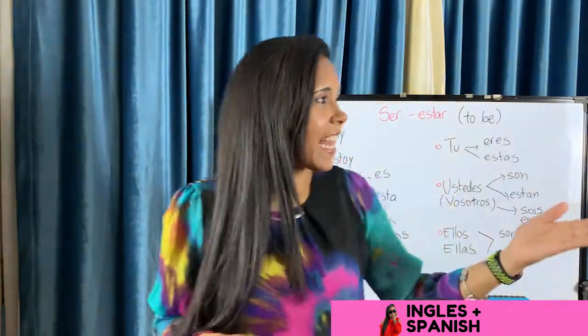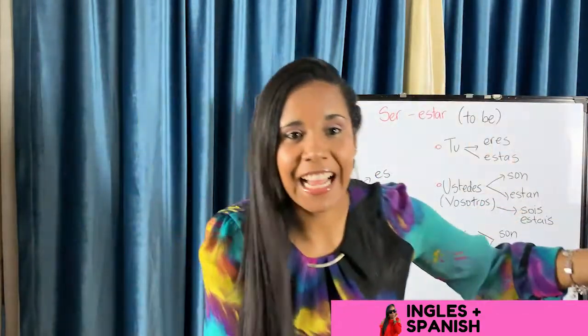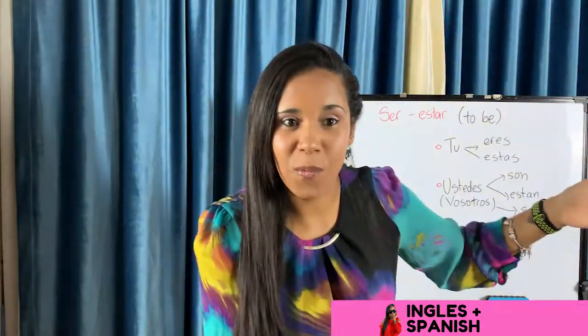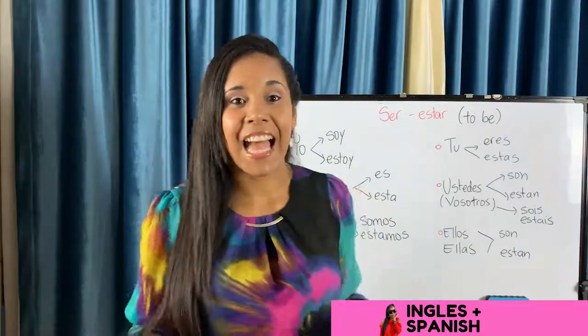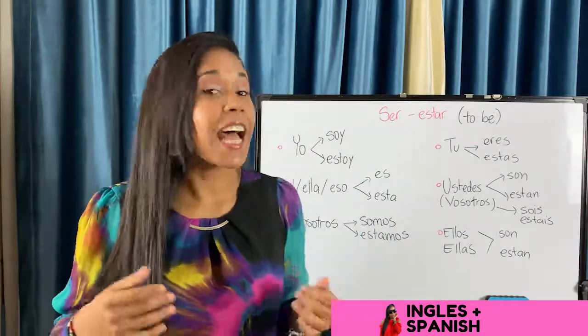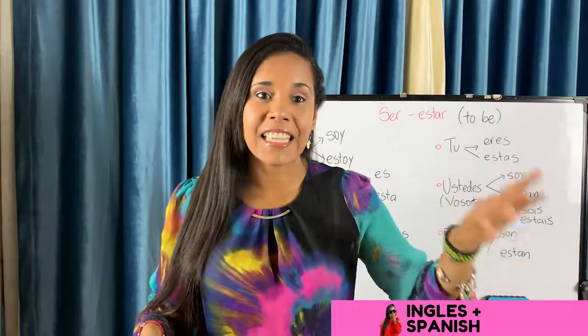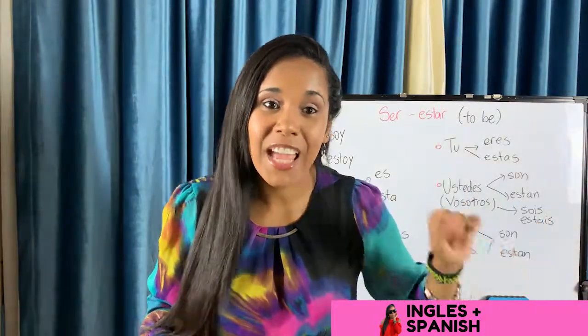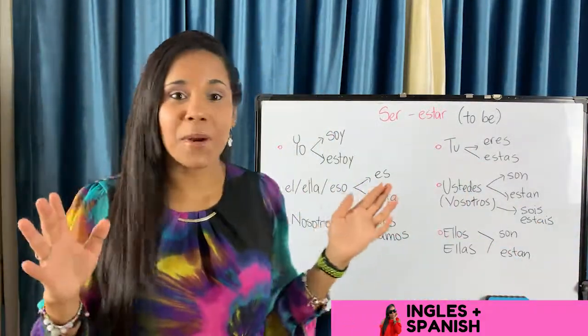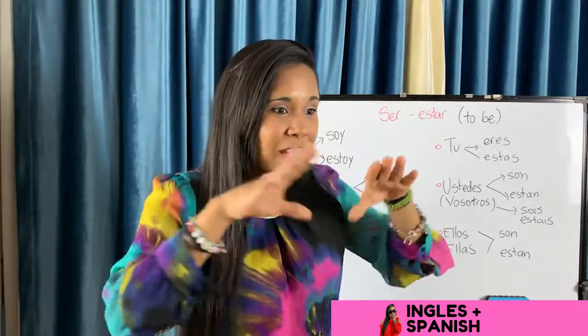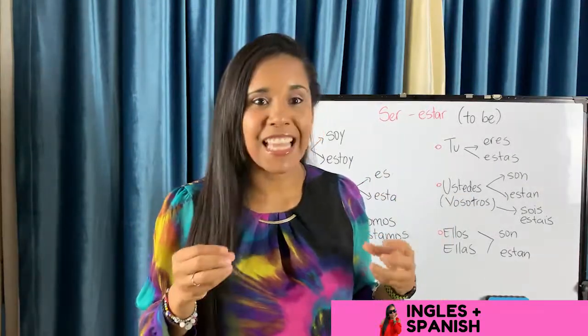¿Ok? Él está en la casa. He is at home. Ella está en la escuela. She is at school. Okay? Now, it is a table. Eso es una mesa. Siempre lo ponemos con es porque es una forma de ser.